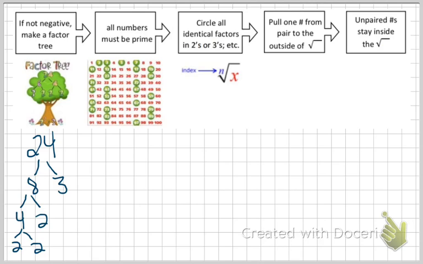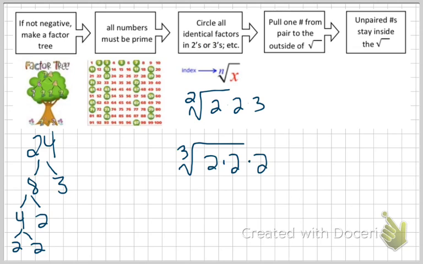Once we break it down all the way to prime numbers, we have to pay attention to the index, because then we're going to pair them up. So if the index is a 2, well, actually you won't see a 2. If you don't see anything here, you need to put a 2. It'll help you know that we're going to have to pair numbers in 2s. If the index is a 3, that means we have to group numbers that are identical in groups of 3. Same thing if this was a 4, so on and so forth.